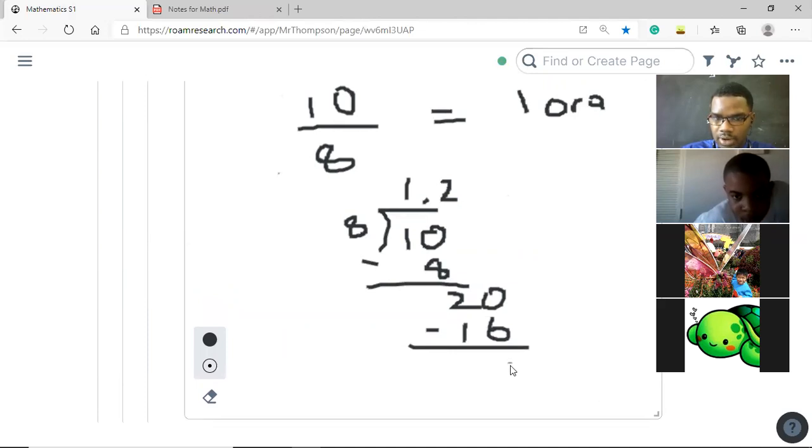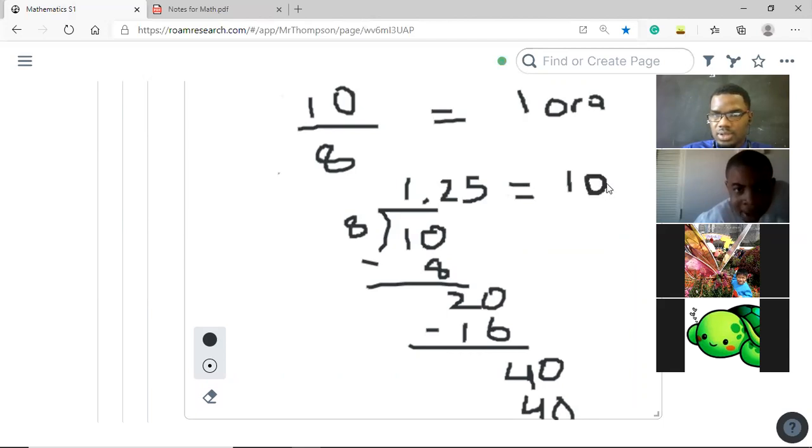Can 8 go into 4? No, cannot. Add a 0. Now look at this one. 8 into 40 goes 5 times. Because now when I multiply, I should get 40 again. So I am good here. That means the answer is 1.25 is equal to 1 orange. And you can say it costs $1.25.